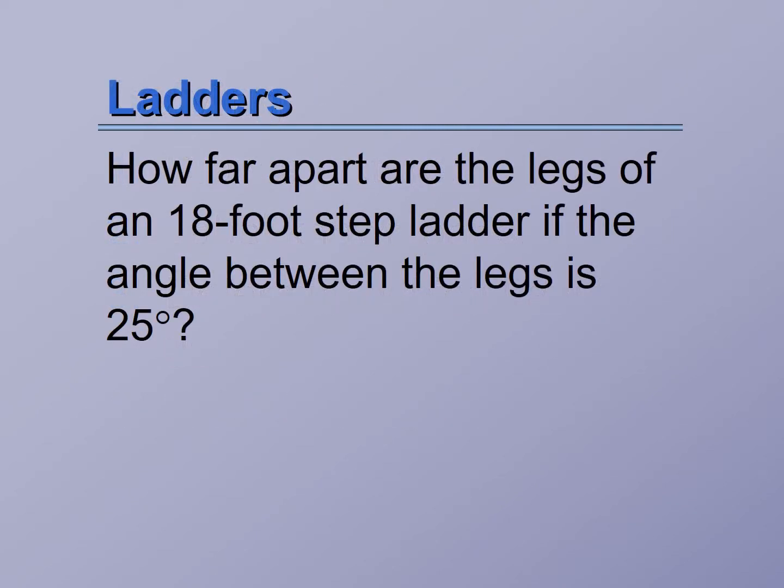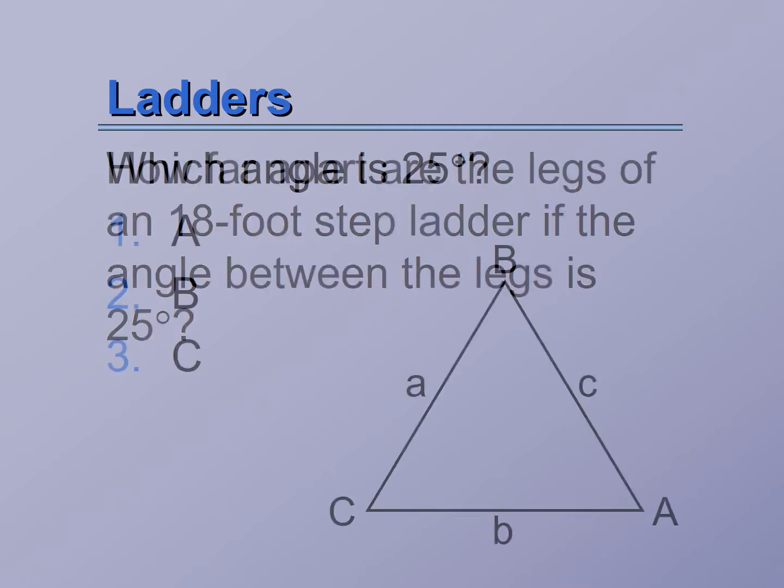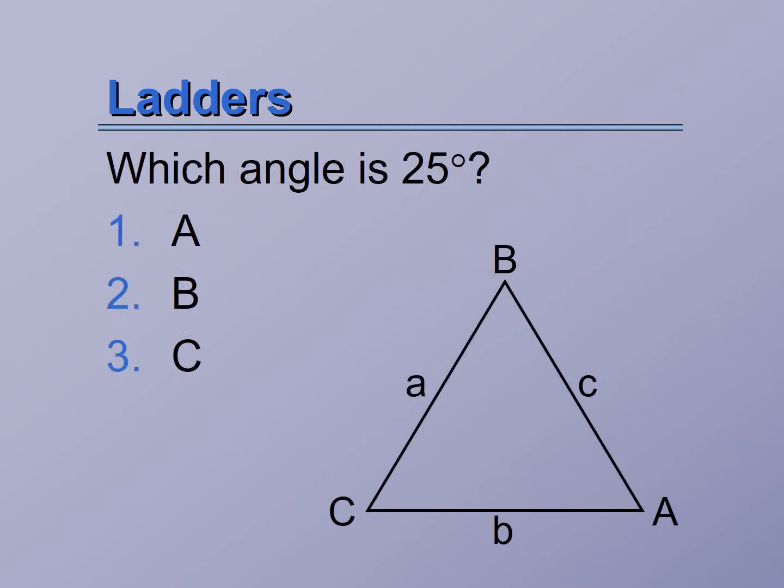For example, let's say you have a ladder that is 18 foot and the angle between the legs is 25 degrees. You want to know how far apart the legs are from each other. The ladder is going to make kind of like a triangle shape with the floor. So the first thing we want to do is label. What is that 25 degrees that's in between the two legs? What angle would that be? It should be angle B, because that's where the legs are meeting.